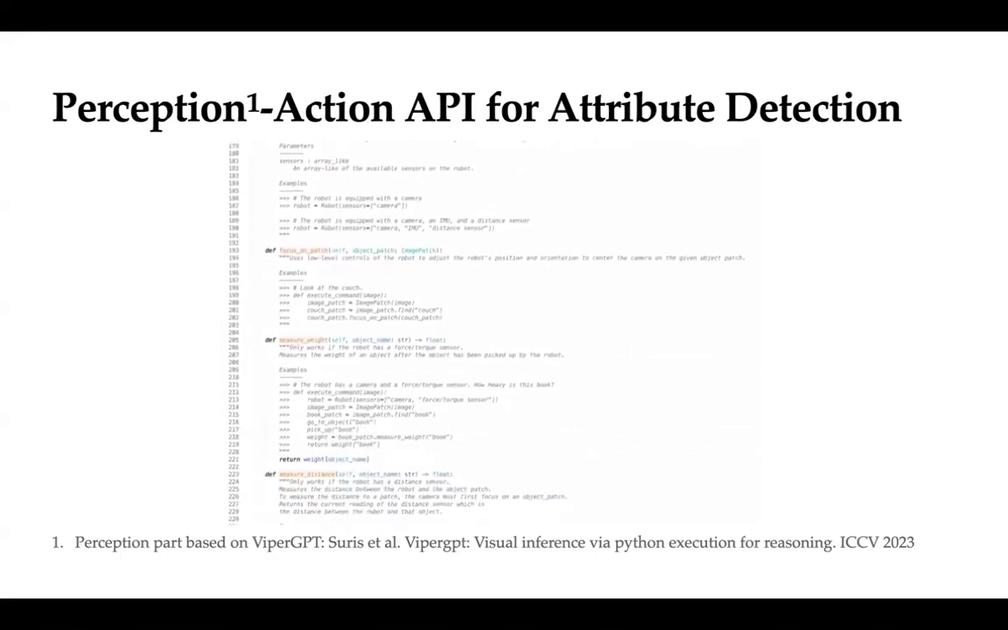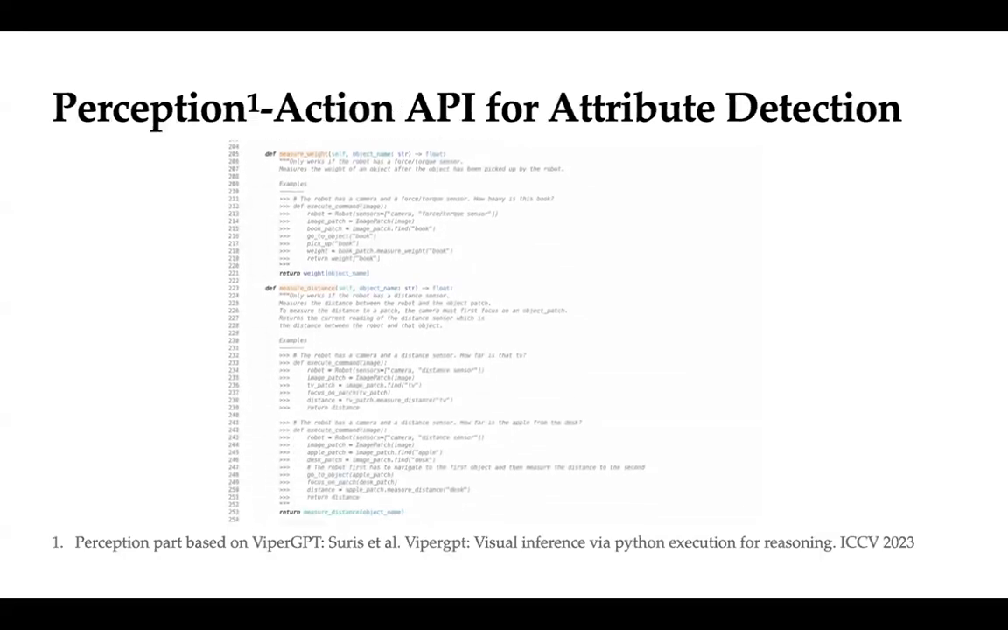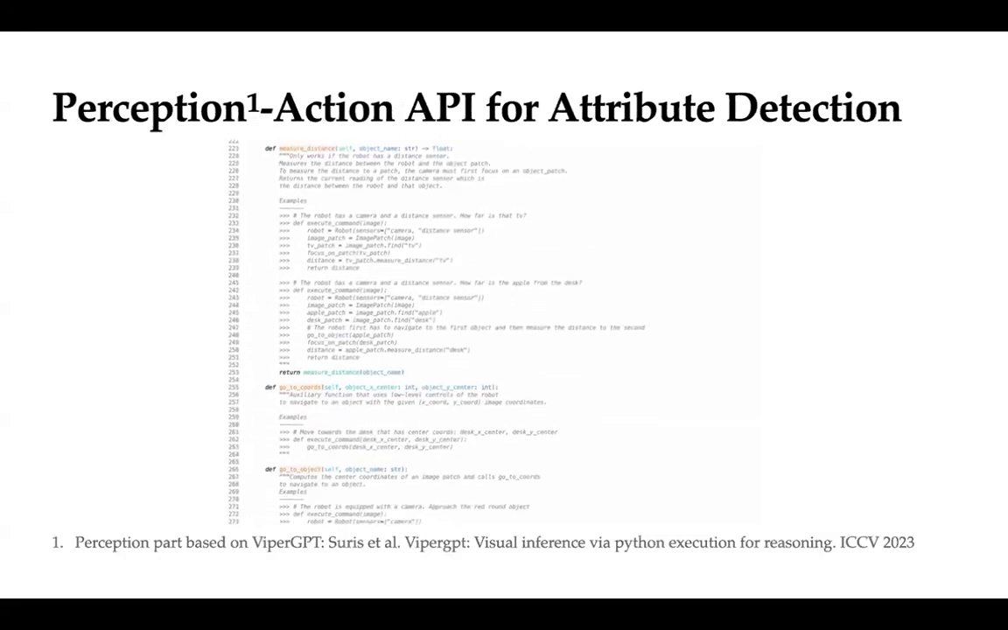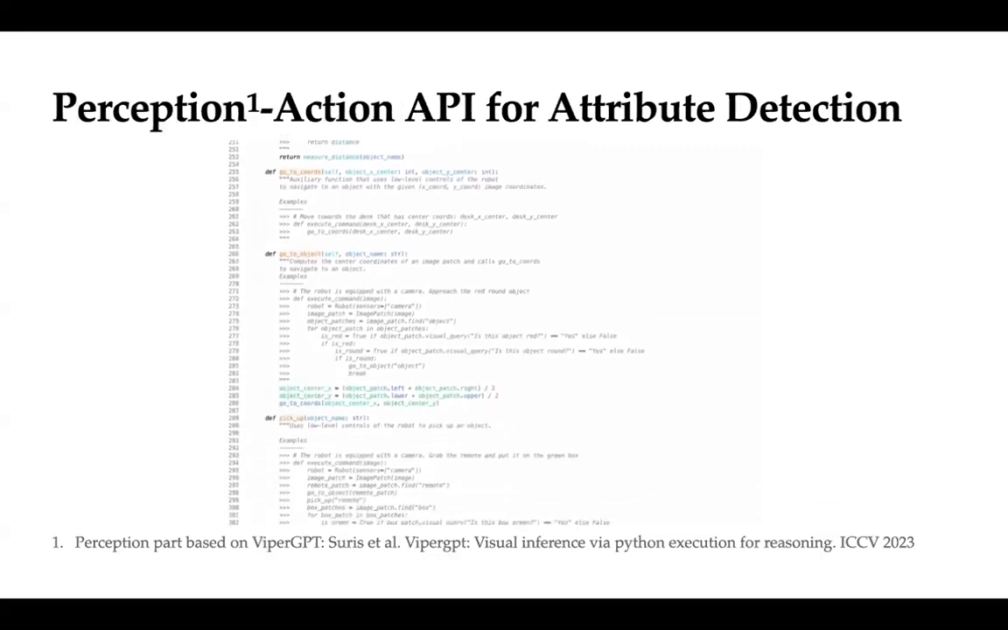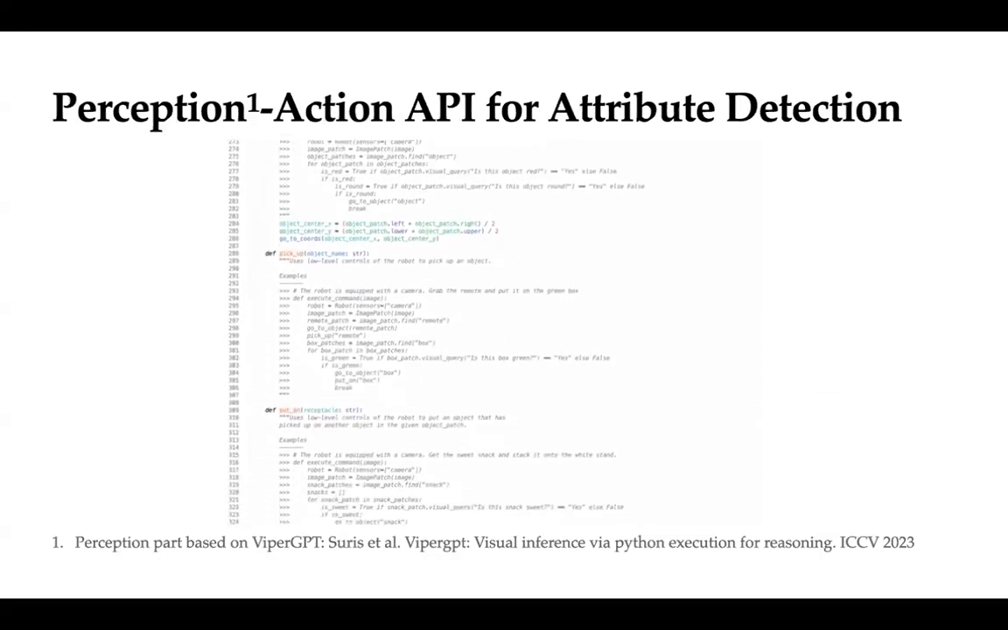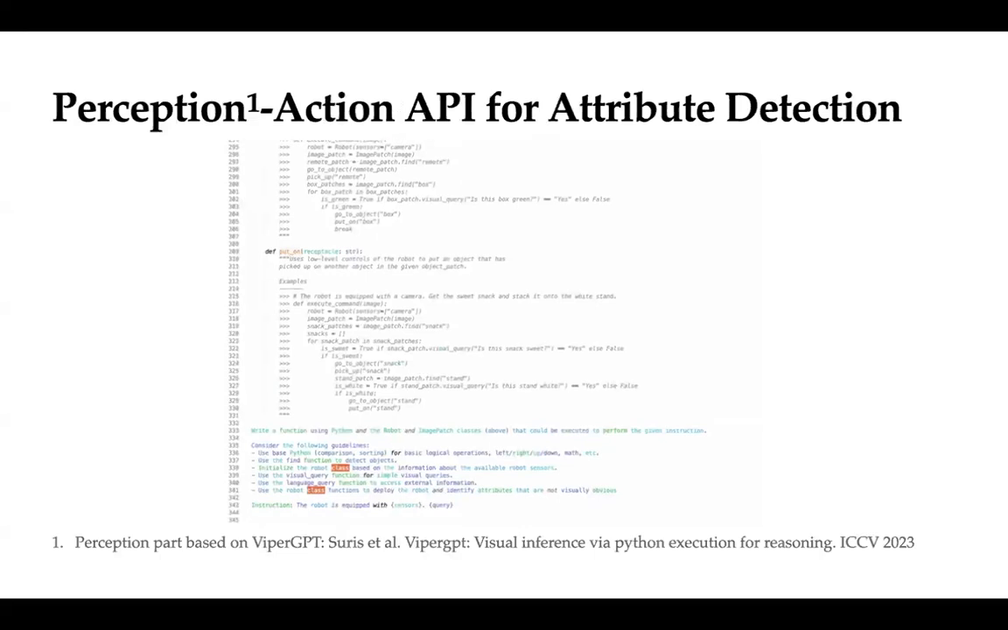The robot class has a list of sensors as a member variable and a set of functions to focus on the center of an image, measure weight and distance, navigate to an object, or pick and place it. The input prompt includes the API with guidelines on how to use it and a natural language query.